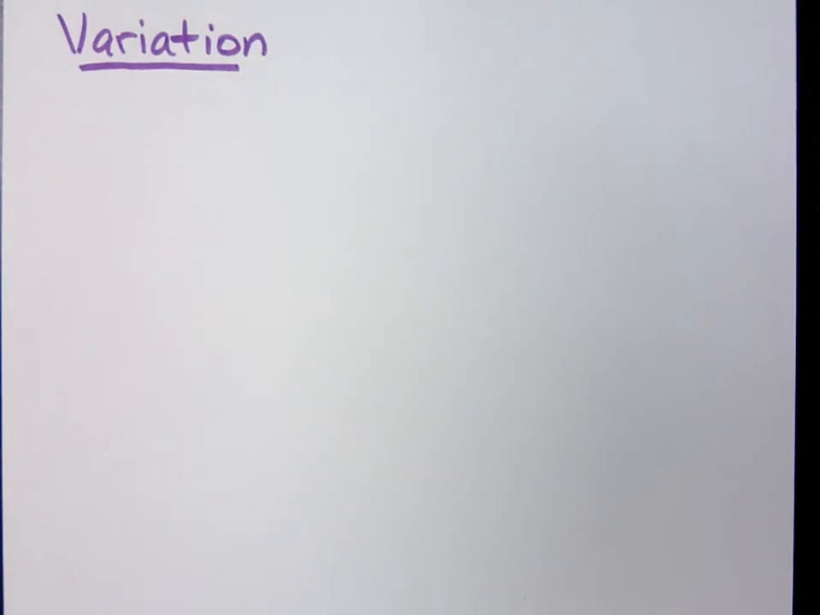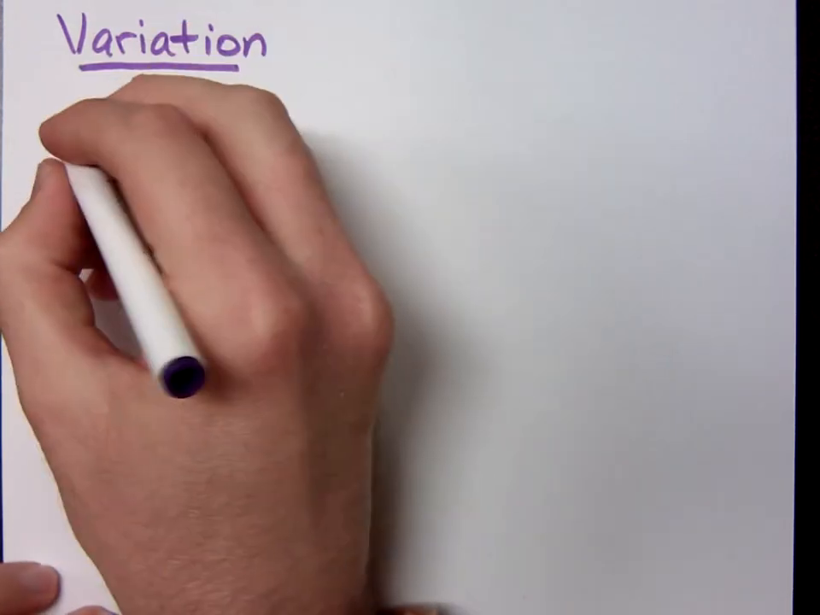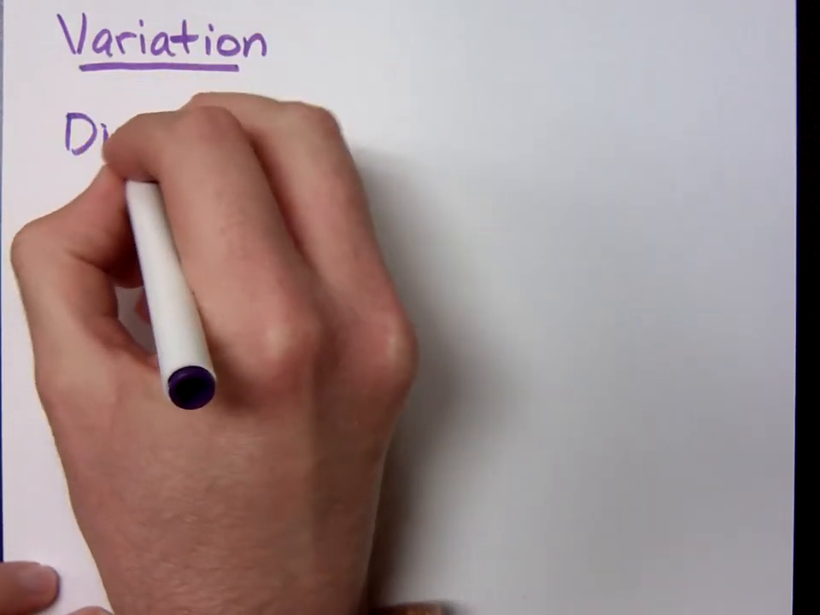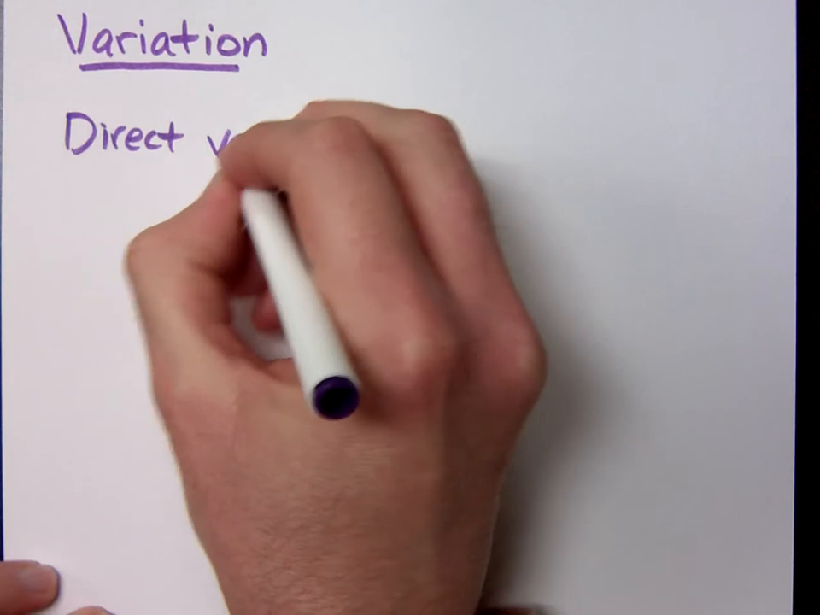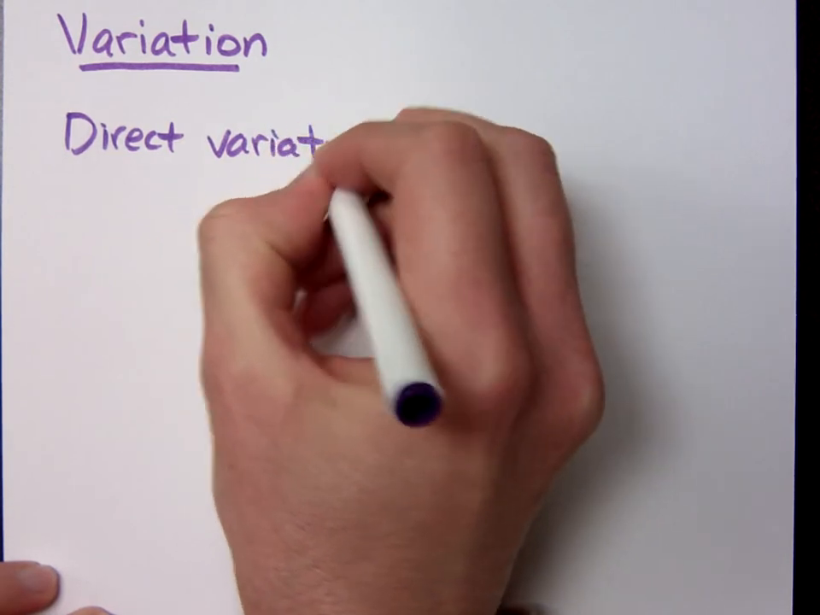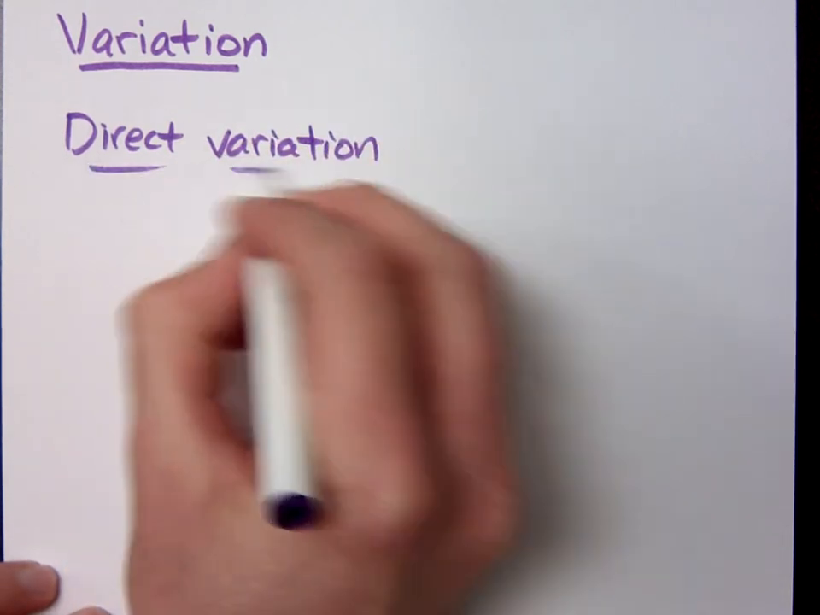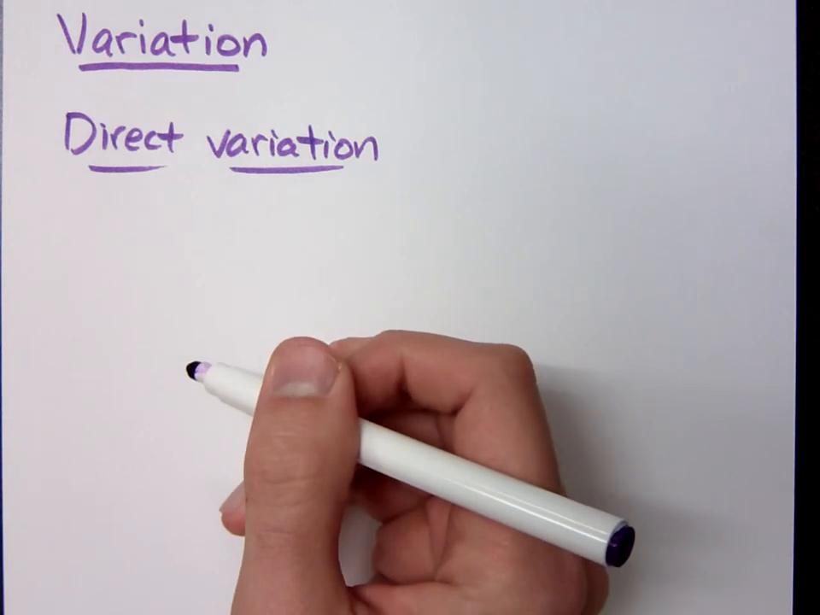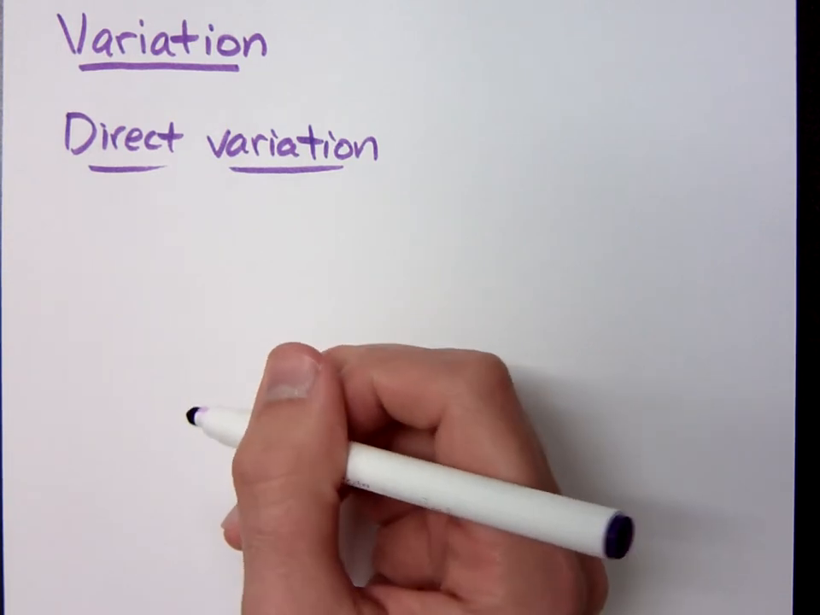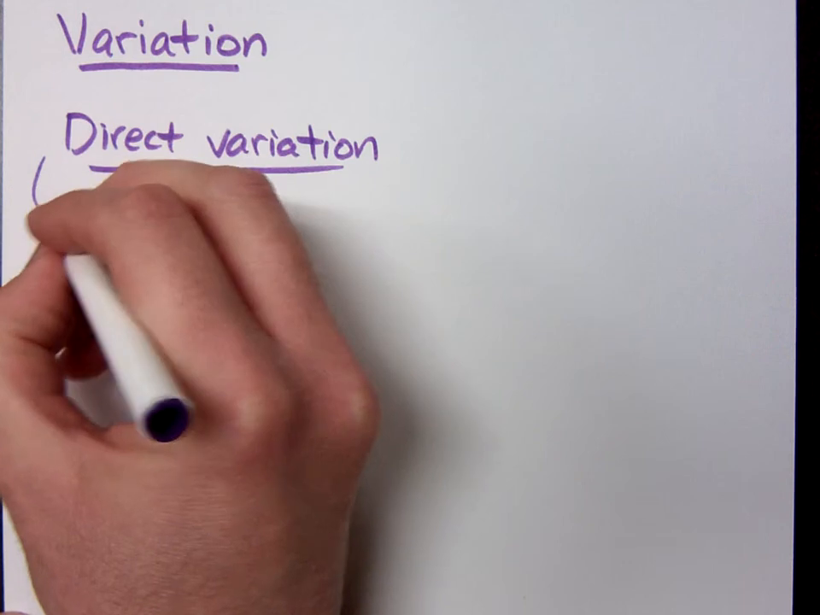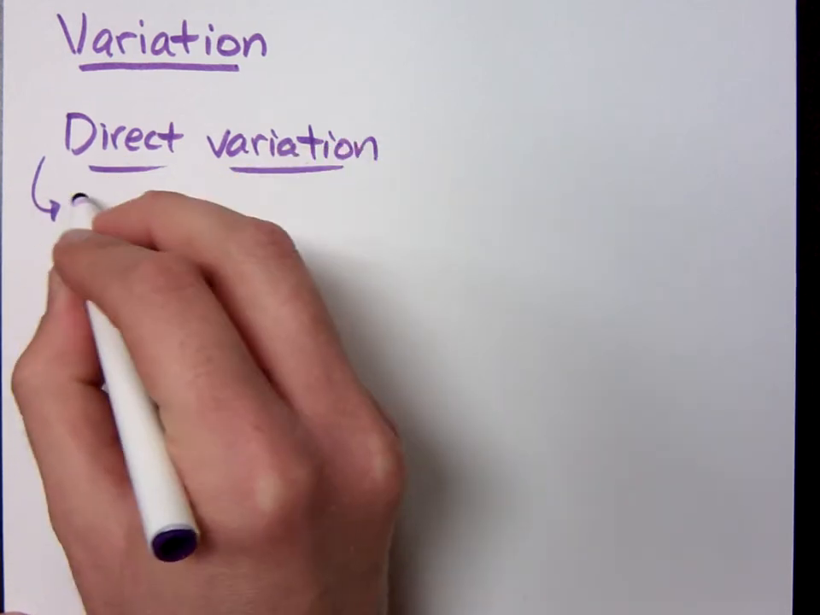In variation, we're going to talk about how one thing relates to another thing. There's different types of variation. The first type of variation that we deal with is called direct variation. This is kind of word problem-y, not 100% word problems, but close enough. With direct variation, you see something like this.